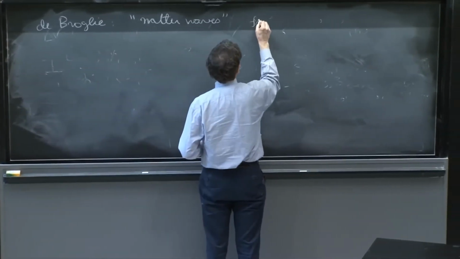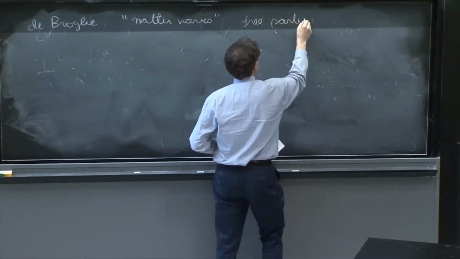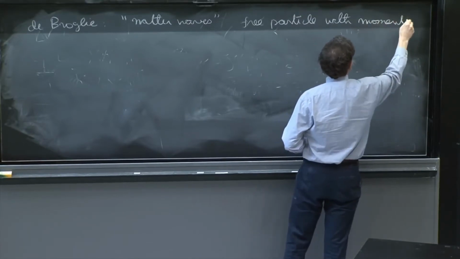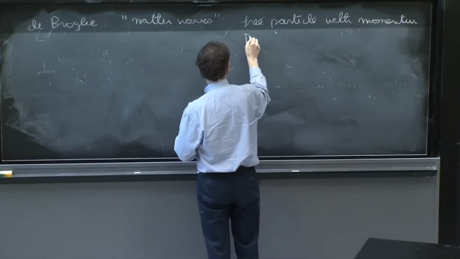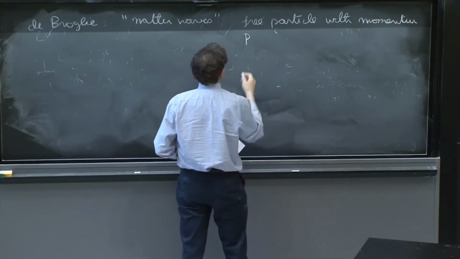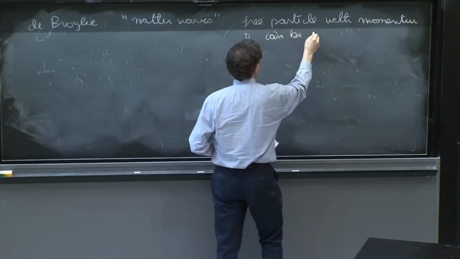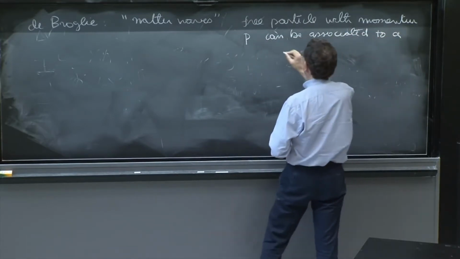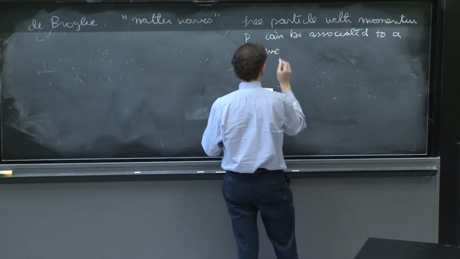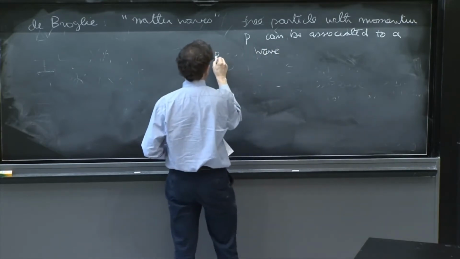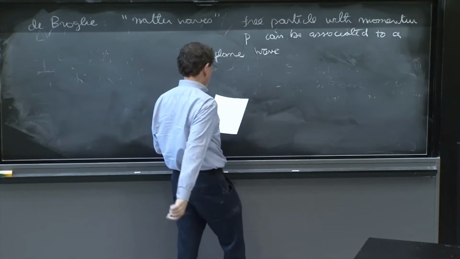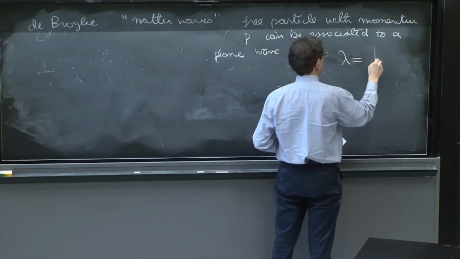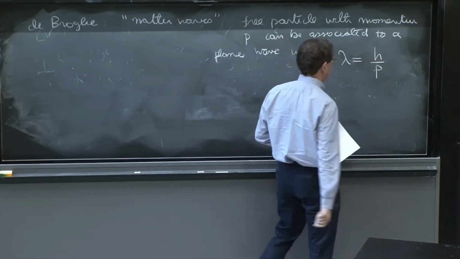So a free particle with momentum p can be associated to a wave, to a plane wave, in fact, with wavelength lambda equals Planck's constant over p.